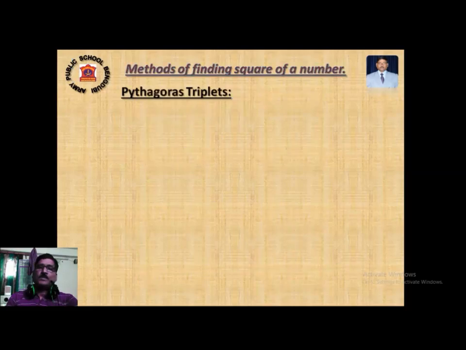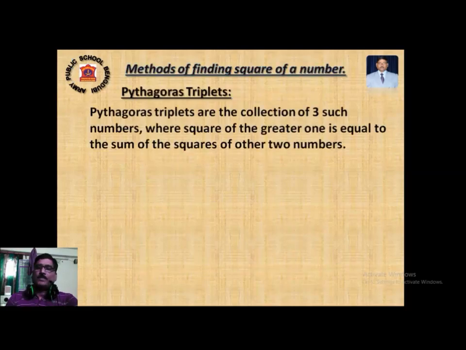Now, Pythagoras triplet. What is a Pythagoras triplet? Pythagoras triplets are a collection of 3 numbers where the square of the greatest one is equal to the sum of the squares of the other two members. You are in class 8 already. Pythagoras theorem was in your class 7 also. I have discussed it. Still, I am just recapitulating your previous memory.